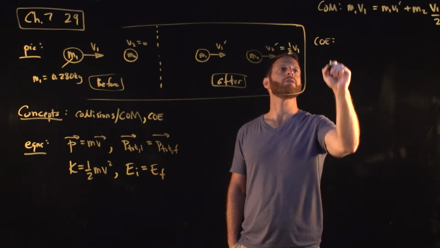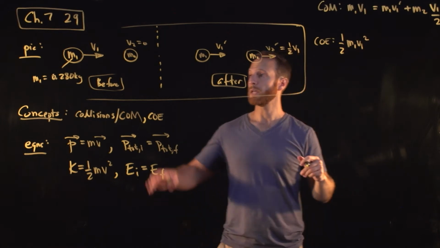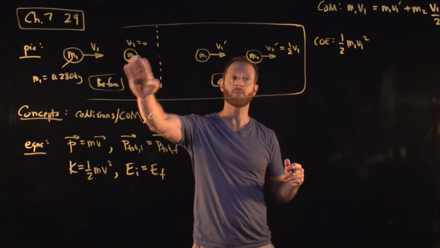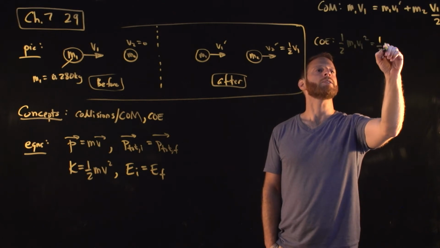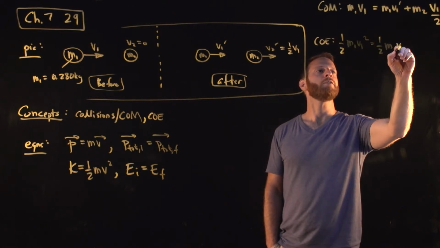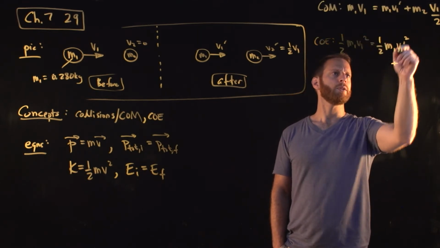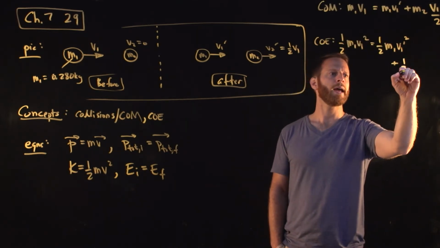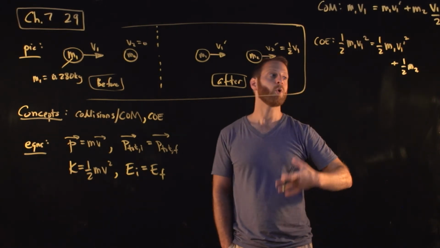Conservation of energy says the initial kinetic energy is 1/2 m1 v1 squared. Again, there's no momentum or energy from the second object there. And later on, it's got a kinetic energy of 1/2 m1 v1 prime squared plus the kinetic energy of the second ball, 1/2 m2 v2 prime quantity squared.